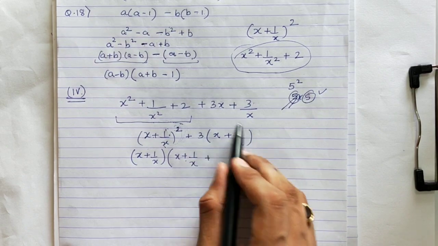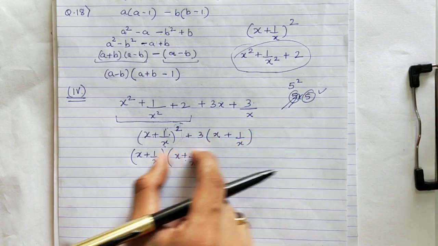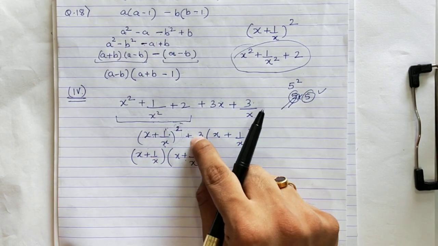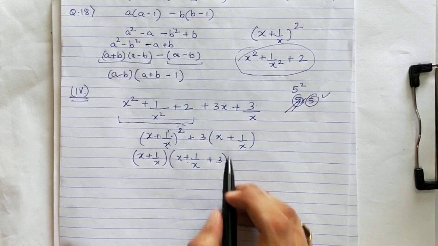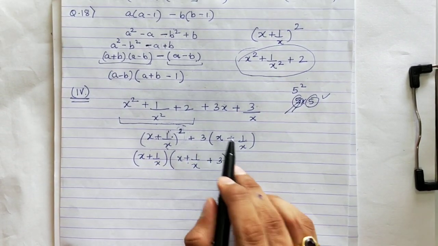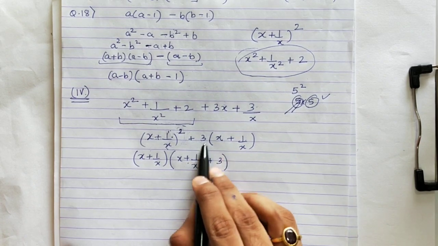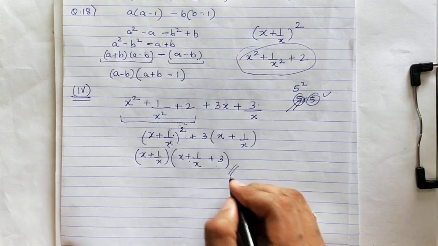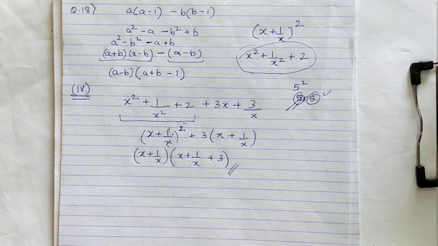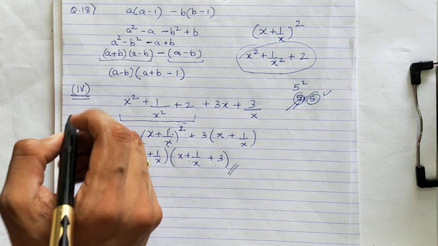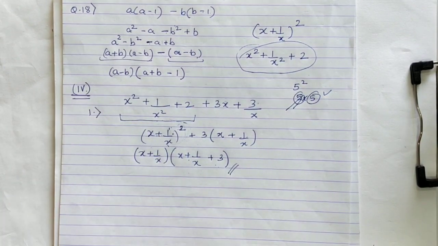Plus, from this term, I take x plus 1 upon x common. So what is remaining? Only 3 will remain here. When nothing remains, no number, no variable, then we take 1. But here 3 is remaining, so I'll write 3. This is my answer. We cannot solve it further, so this is the answer. This was the first sum of question number 4. Copy it quickly.